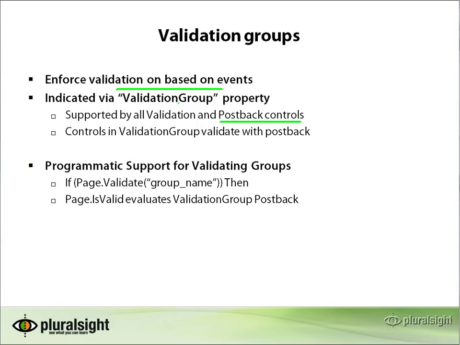So you just set this validation group property to some string that is the same across all the controls you want to include in the group, and then go in and add the same property to one of your postback controls like a link button or a standard button. And then when that link button or standard button does a postback, it will run the validation algorithms for all of those validation controls that are within that group and not run any of the others.